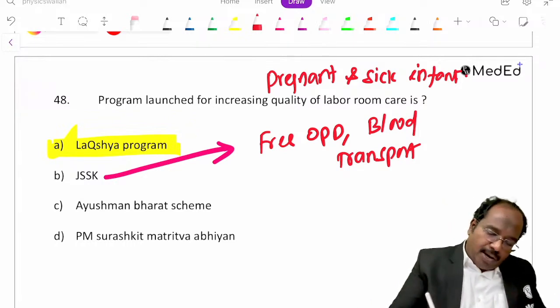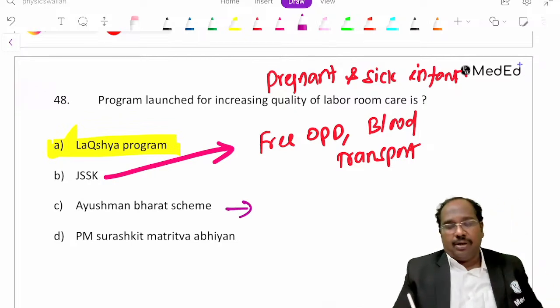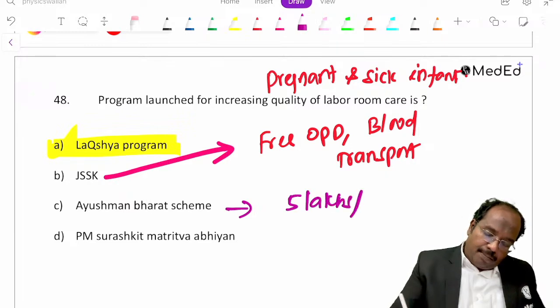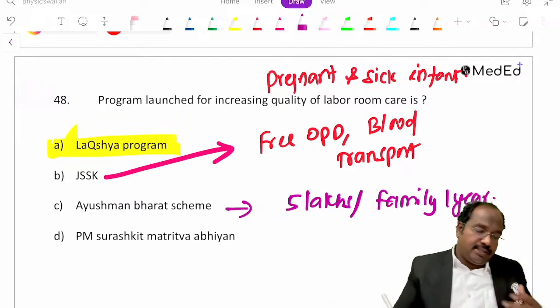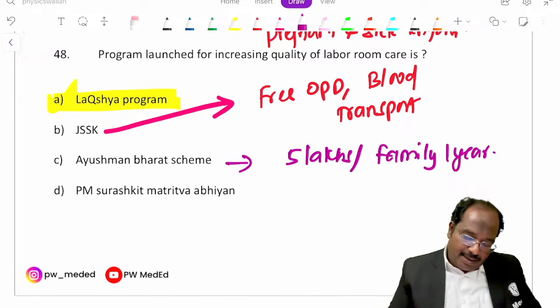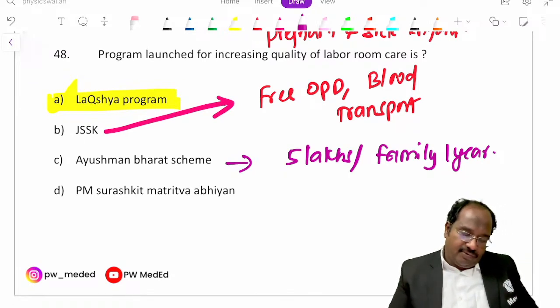What is this Ayushman Bharat? It's a form of health insurance. It provides a coverage of 5 lakhs per family per year. This is Ayushman Bharat, 5 lakhs coverage it provides. Pradhan Mantri Surakshit we will see. Some other terminologies we will see here.